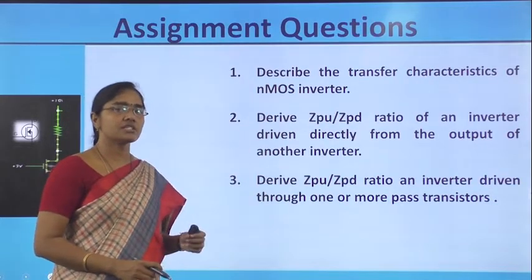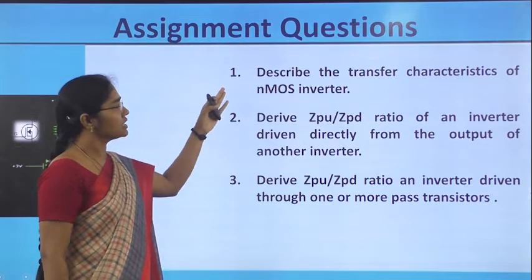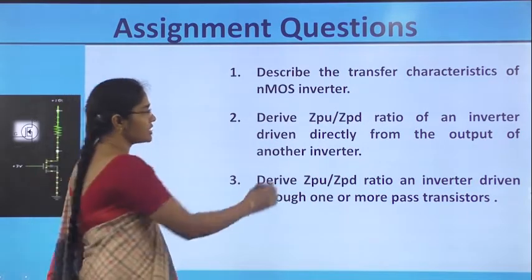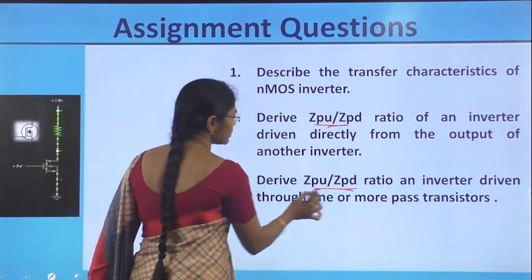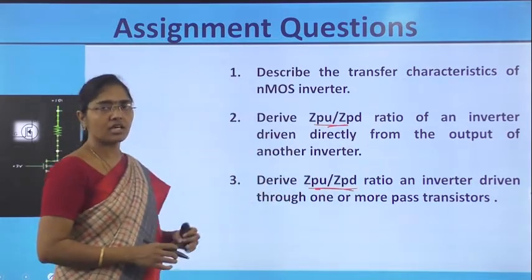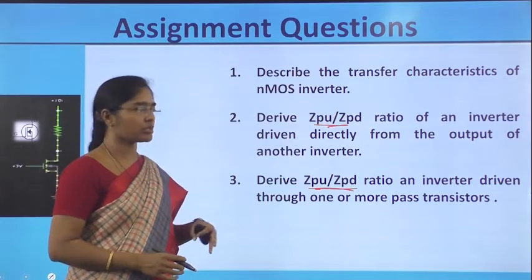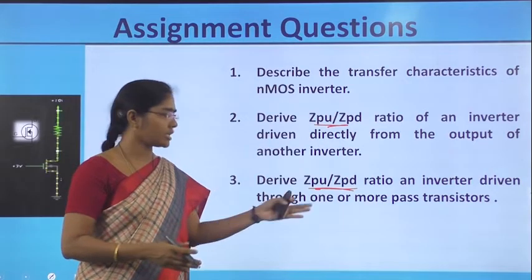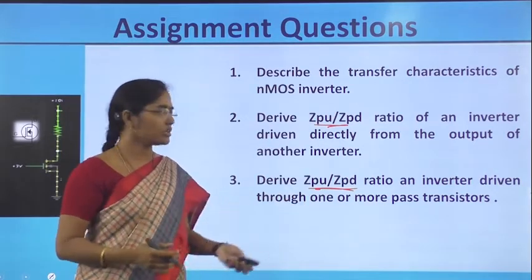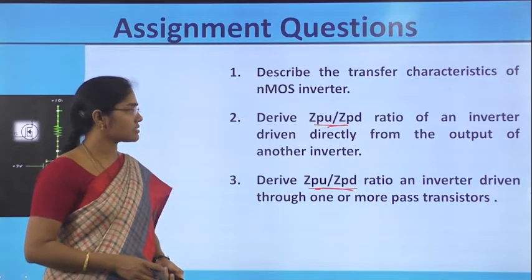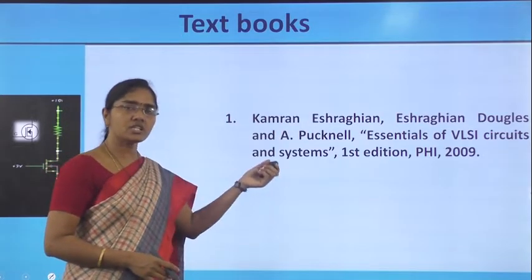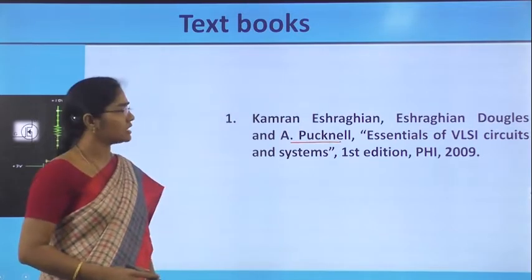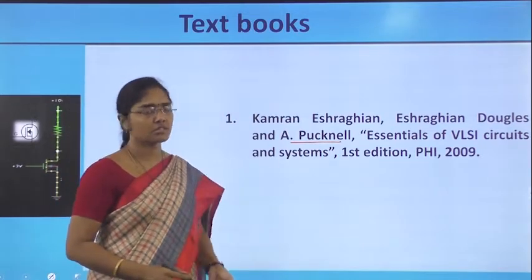Let's take these questions as assignment questions and solve them. Describe the transfer characteristics of the nMOS inverter and derive the ZPU by ZPD ratios for the two cases which we have discussed, with values of 4 by 1 and 8 by 1. So derive ZPU by ZPD when two inverters are directly cascaded and when two inverters are cascaded with pass transistors in the middle. Follow this textbook for this topic: Pucknell, Essentials of VLSI Circuits and Systems.